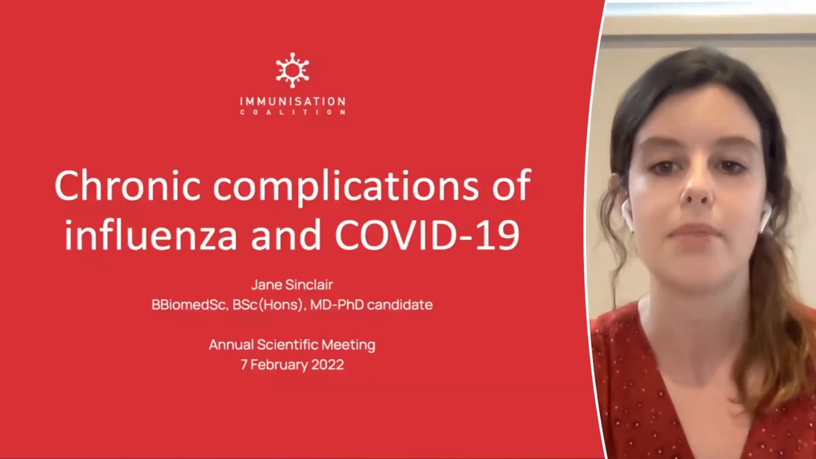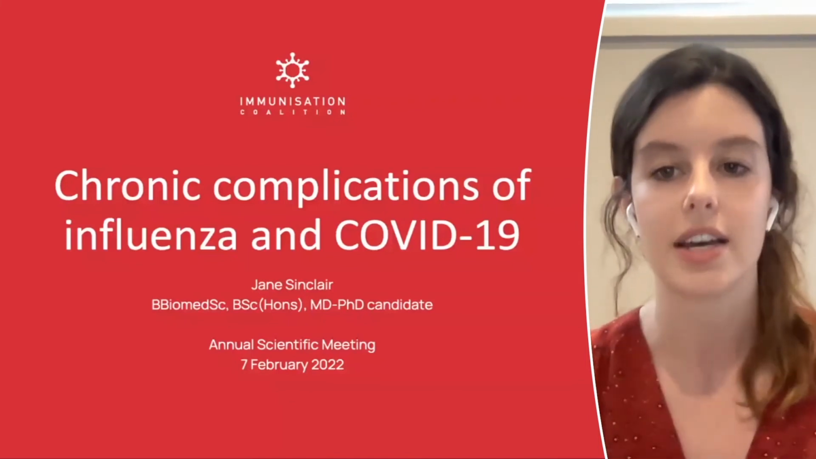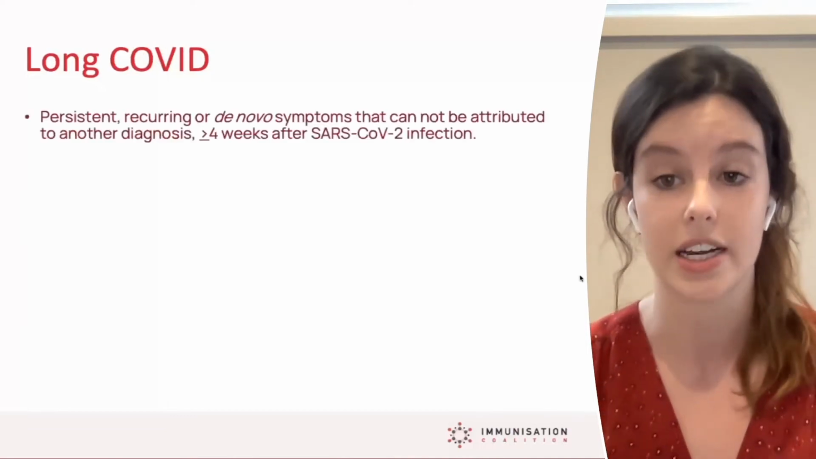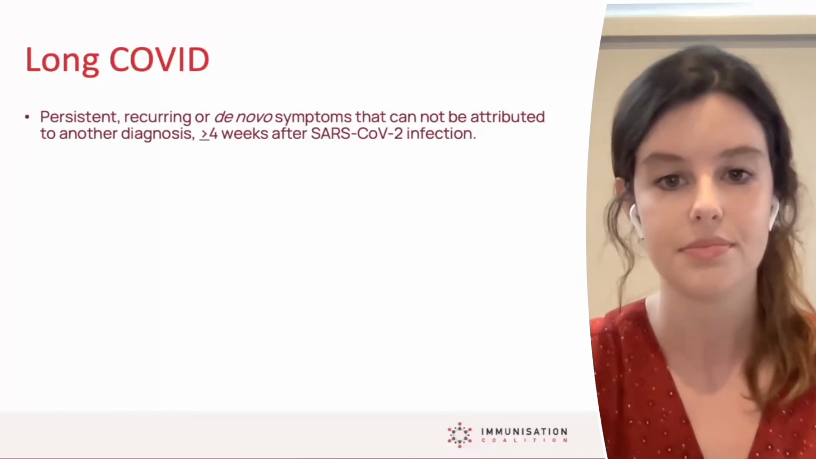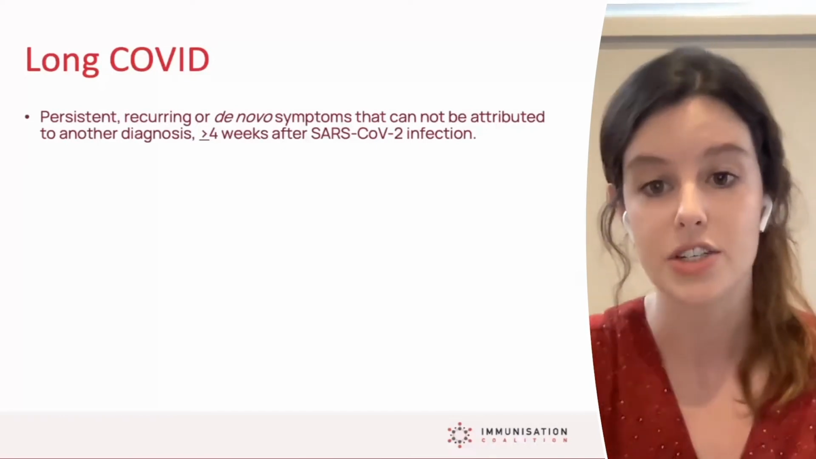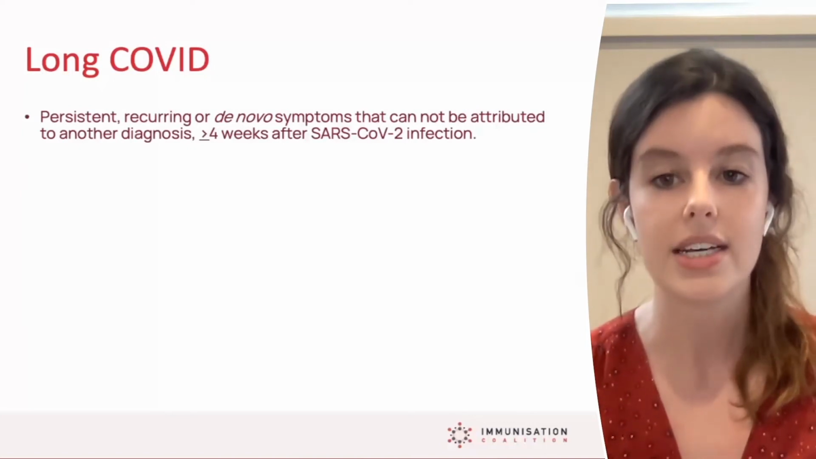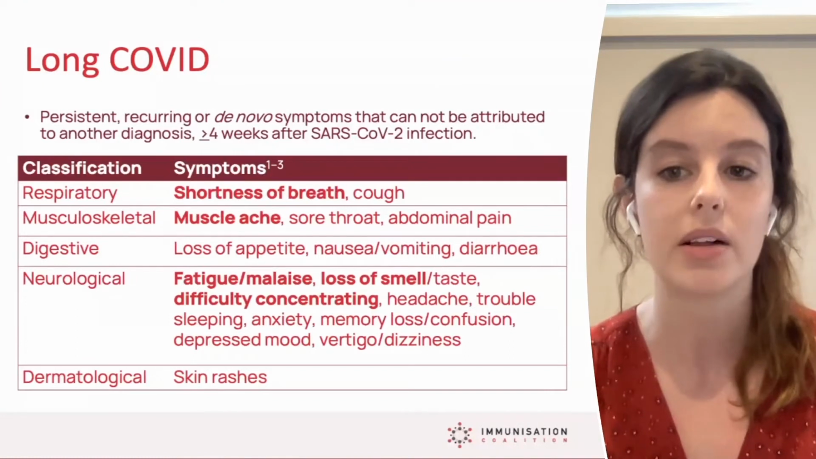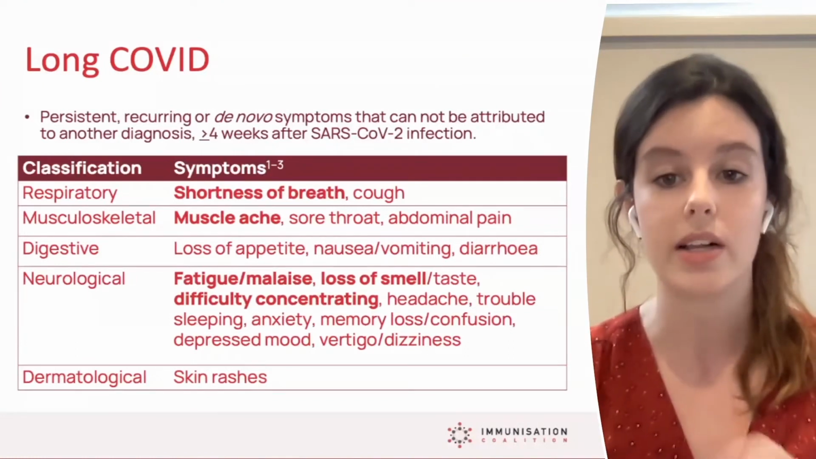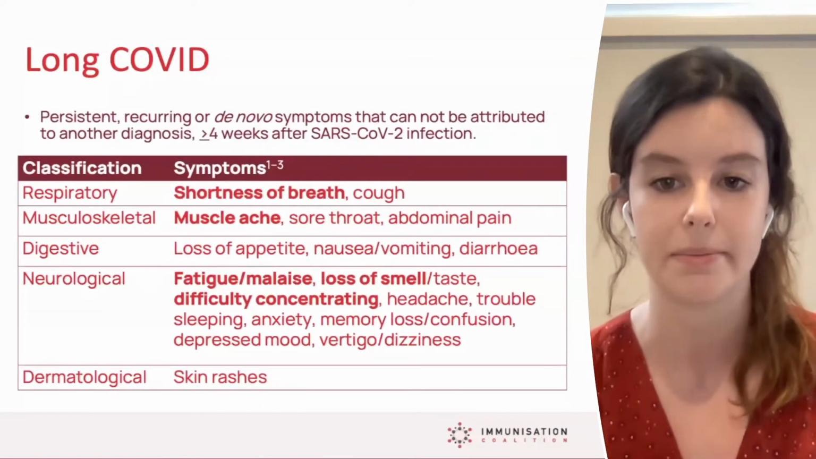So I'm going to start today by giving a bit of an introduction to long COVID. It's usually defined as persistent, recurring, or de novo symptoms that can't be attributed to other diagnoses 4 weeks after the initial SARS-CoV-2 infection. It can manifest as a wide range of symptoms that may affect many different body systems, but the most reported indicators are fatigue and weakness, breathlessness, muscle ache, loss of smell, and difficulty concentrating, as well as a whole plethora of cardiovascular complications, which we'll be focusing on today.